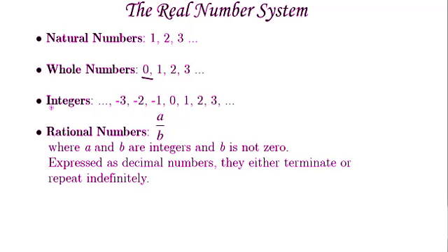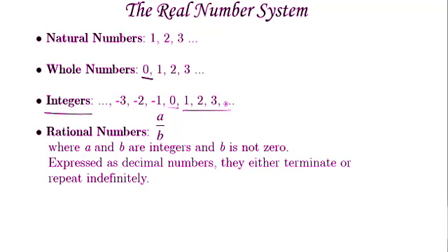The next set of numbers is the integers. Again, it builds on the other sets. Integers include the natural numbers, so all those positive numbers. It includes the whole numbers, so it includes 0. But integers also include negative numbers: -1, -2, -3, and on. So the negative numbers, 0, and positive numbers.